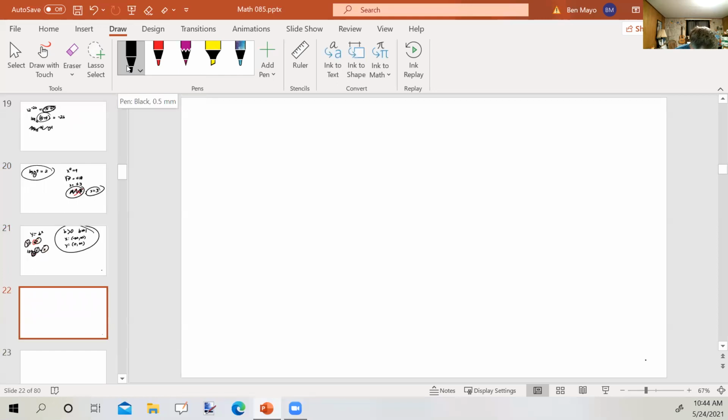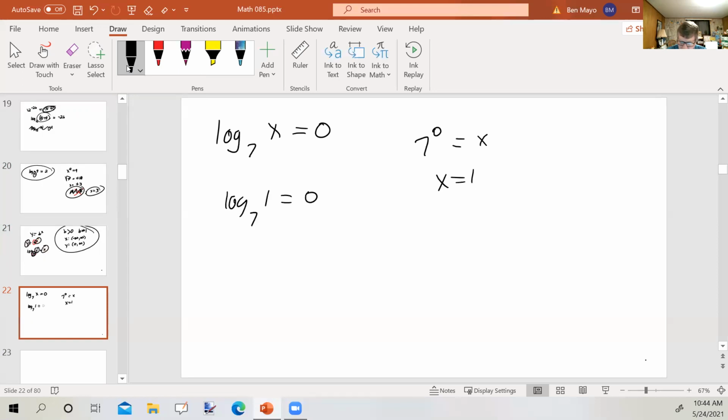Let's see here. Log base 7 of x equals 0. Well, changing that to an exponential equation, we'd have 7 to the 0 power equals x. Anything other than 0 raised to the 0 power equals 1. So x equals 1. So log base 7 of 1 equals 0.